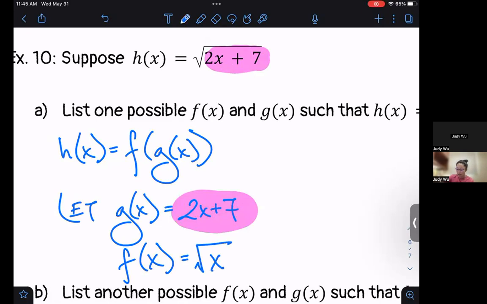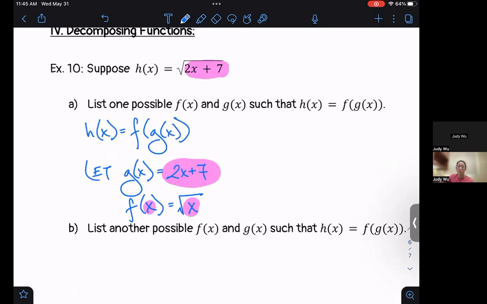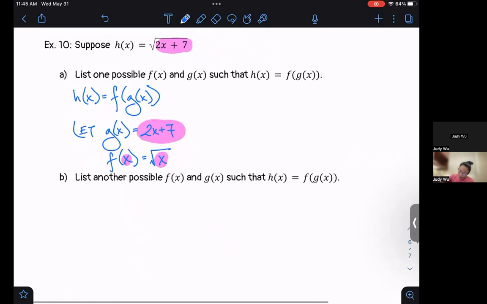Okay. So it's not the square root of 2x plus 7. This whole thing is kind of like our x. All right, so x. This is one possible way that we could have functions that compose to give us the square root of 2x plus 7. But what might be another possible way to do that?